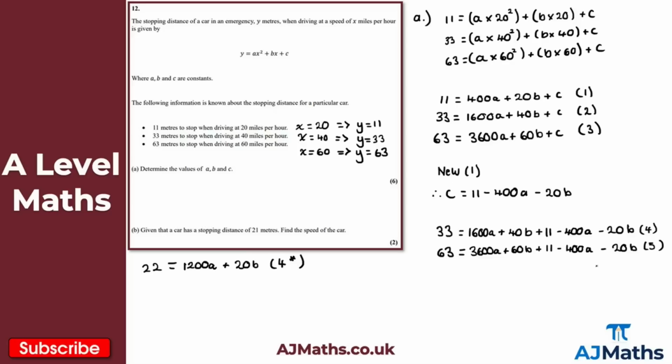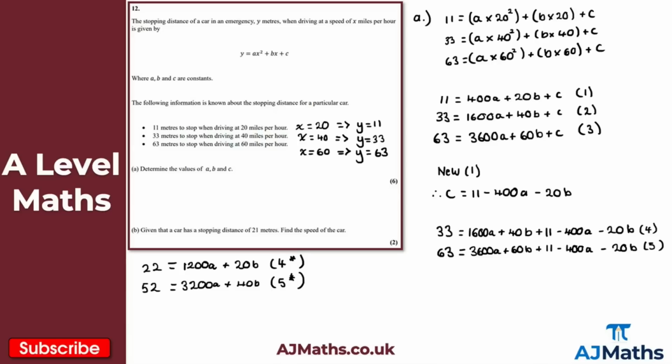Doing the same now for equation 5 to obtain the new equation 5. I've got 63 minus the 11, so that would give me 52. That's going to be equal to, what have we got here? We've got 3600A minus 400A, so that's 3200A. I've then got 60B minus 20B, so that would be plus 40B. Okay, and that's my new equation 5. So we're getting closer here, but we're not quite done.